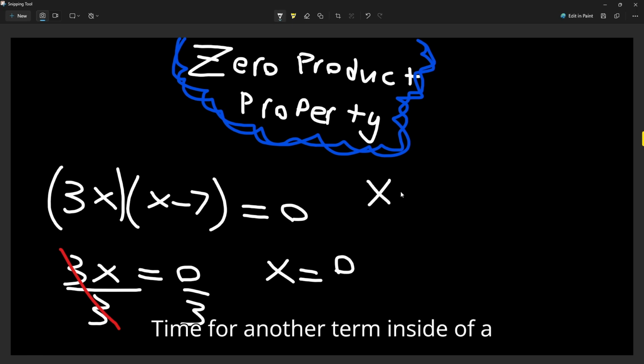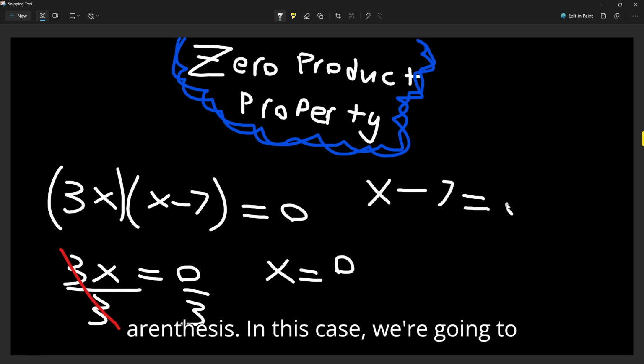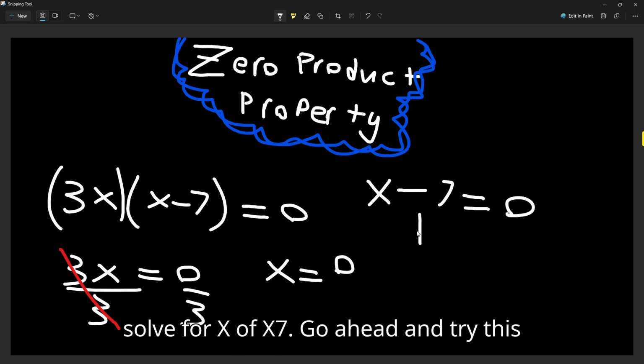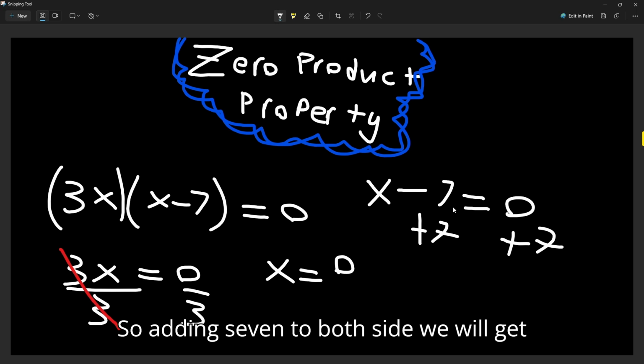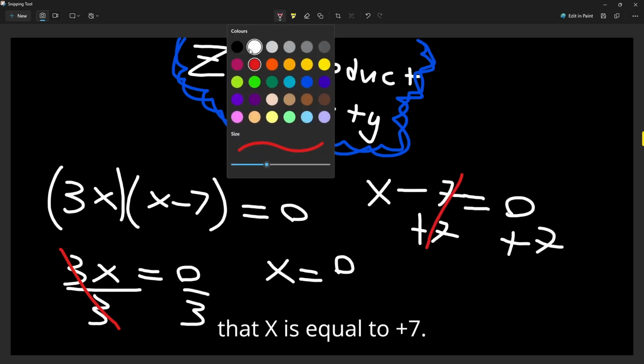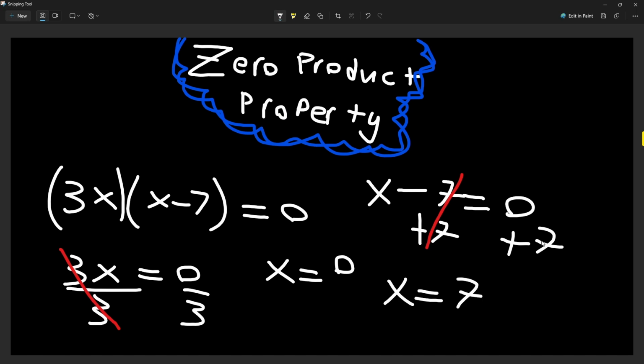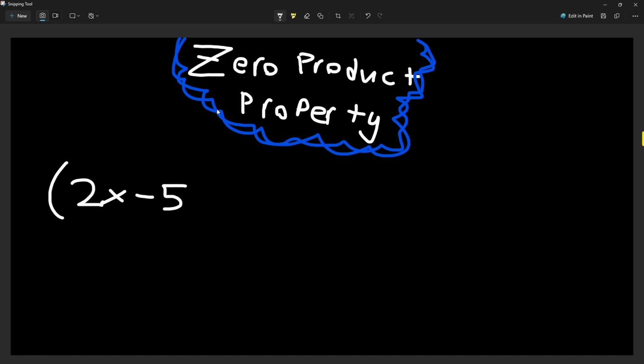Time for another term inside of a parenthesis. In this case, we're going to solve for x of x minus 7. Go ahead and try this problem if you think you can. That's how learning works. So adding 7 to both sides, we will get that x is equal to positive 7. Go ahead and try this problem.